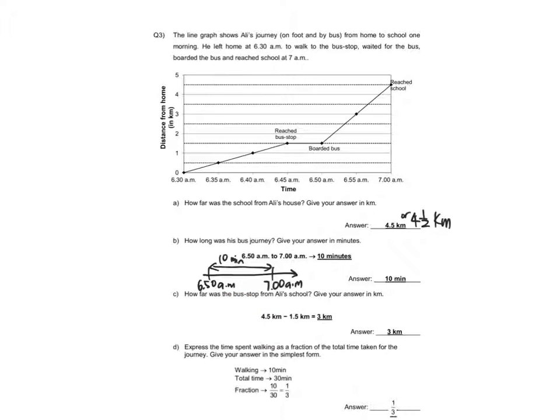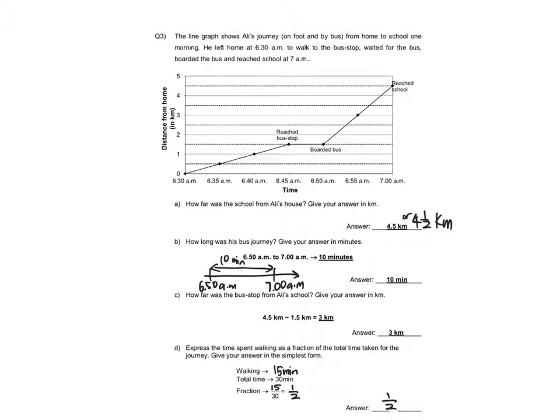How far is the bus stop from Ali's home? This is the school, and the bus stop is here, 1.5 kilometers away from home. So from here to here, the school, is 4.5. So you use 4.5 minus 1.5, which will give you 3 kilometers. Or you can count from here: 1 kilometer, 2 kilometers, 3 kilometers.